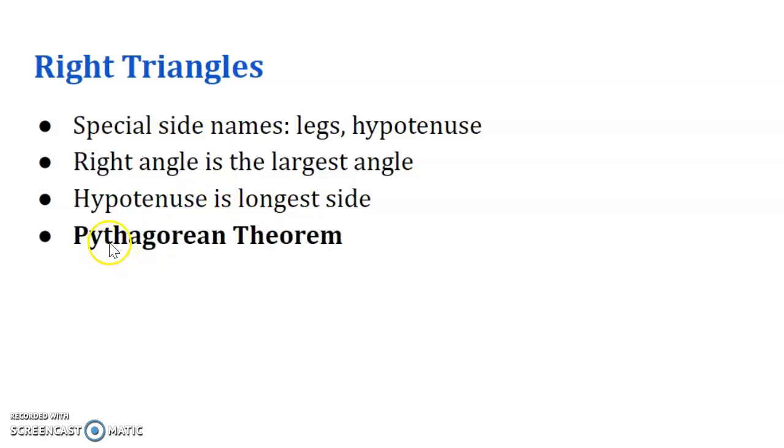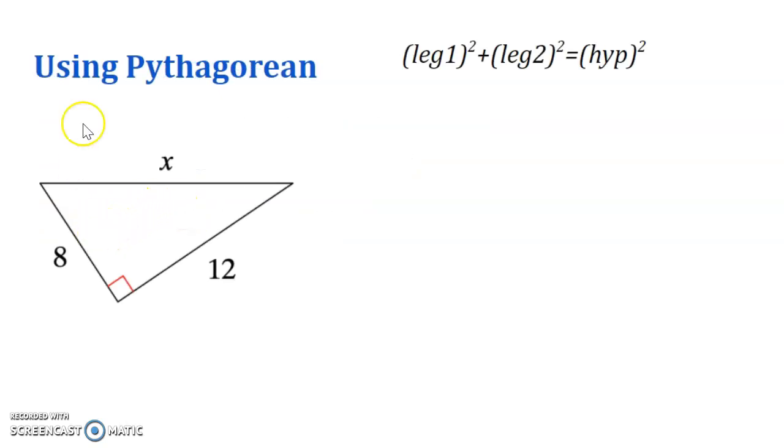And we can also use the Pythagorean theorem on right triangles. If you recall, the Pythagorean theorem said leg 1 squared plus leg 2 squared is hypotenuse squared. Or you might have seen it as a squared plus b squared is c squared, where a and b represent the legs and c represents the hypotenuse.